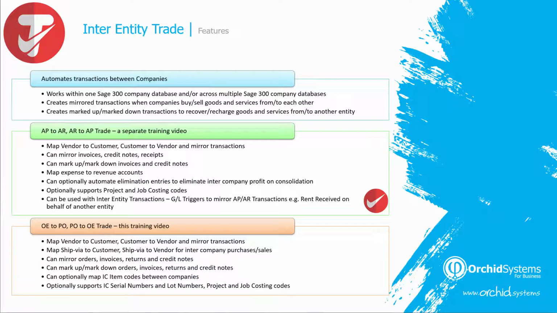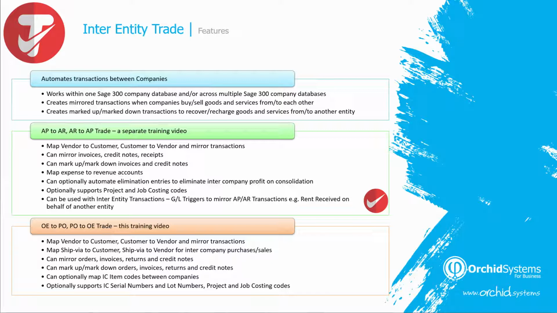The other functionality included in inter-entity trade is OE to PO or PO to OE trade, and this is the subject matter of this training video. Here too you can map vendors to customers and customers to vendors to mirror transactions, but you can also map ship buyers to customers and ship buyers to vendors for intercompany purchases and sales, and you use this when you don't want the entire transaction to be mirrored, but only certain items to be placed on the mirrored transaction.